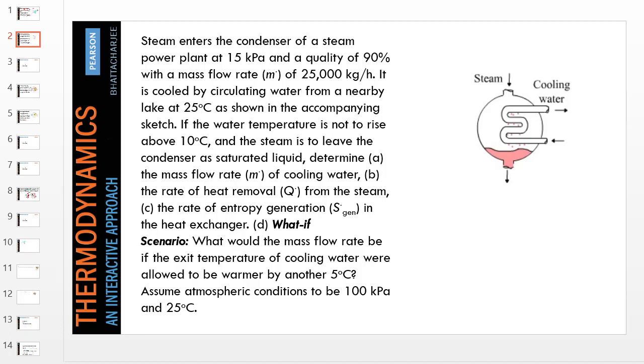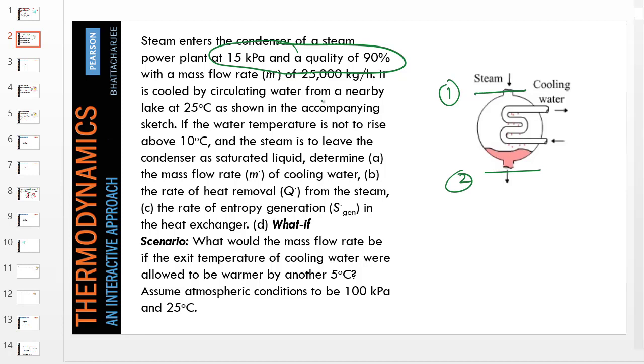In this problem, we want to analyze a heat exchanger. Actually, this is the condenser of a power plant, and steam is being cooled by circulating cooling water. What is known about the problem is that the steam comes in at this condition, let's call this state 1, and then exits as a saturated liquid at state 2.